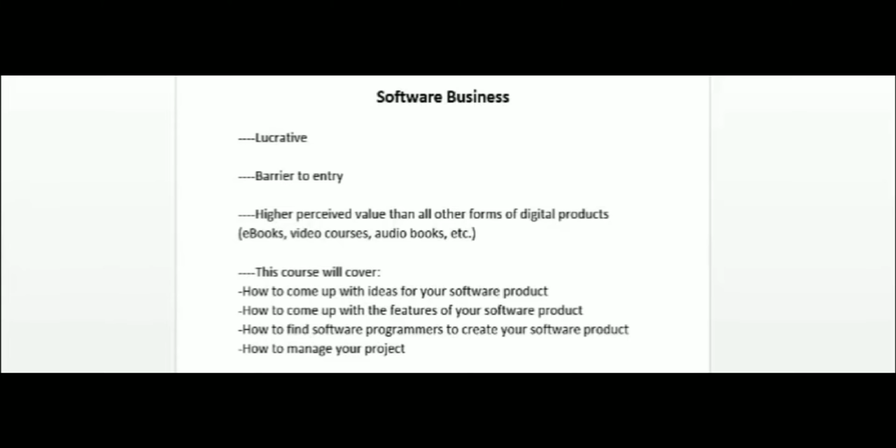For example, if you write a how-to book on a certain topic, you're going to have lots of competition for that book. There's going to be lots of other people that are going to write something on a similar topic. Okay, now this course will cover the following topics. It's going to cover how to come up with ideas for your software product, how to come up with the features to include in your software product, how to find software programmers to create your software product, and how to manage your project.